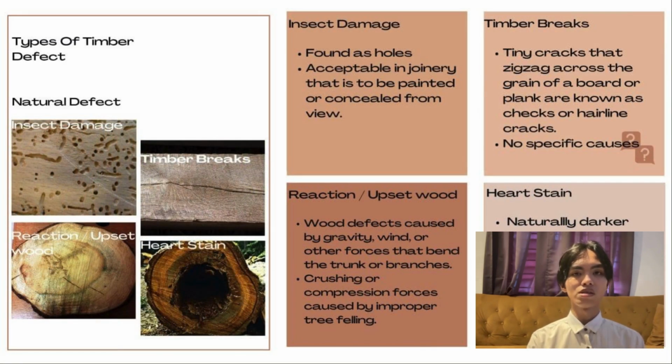Next is insect damage. This occurs when insects like termites or beetles burrow into the wood, leaving behind small holes or tunnels. These holes are usually easy to identify. In some cases, if the damage is minor and only on the surface, the timber can still be used for general or interior use, especially if it's going to be painted or hidden. However, deeper insect damage can significantly reduce the strength of the wood, making it unsafe for structural application.